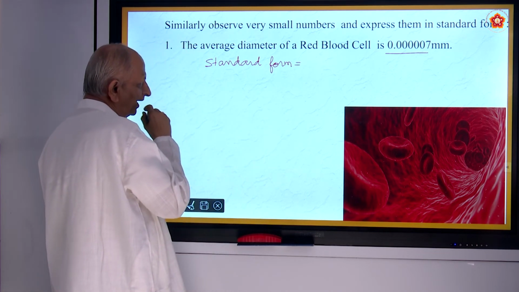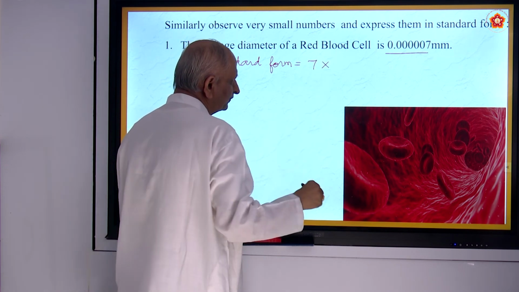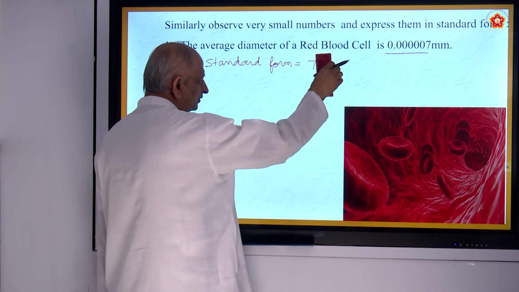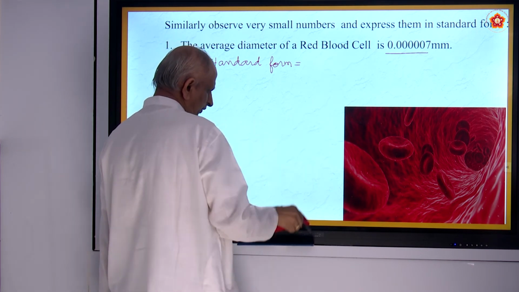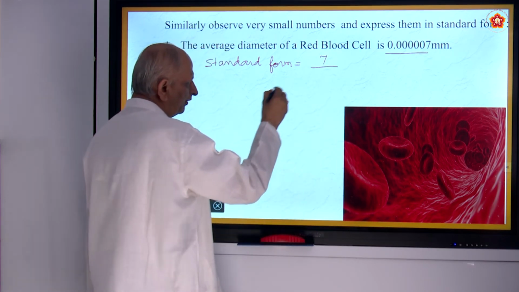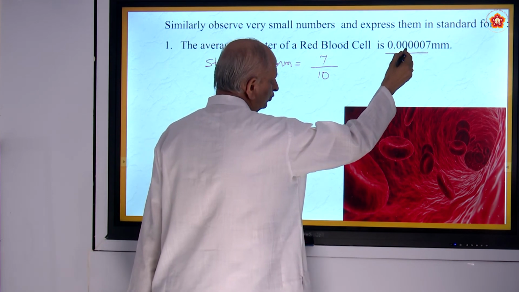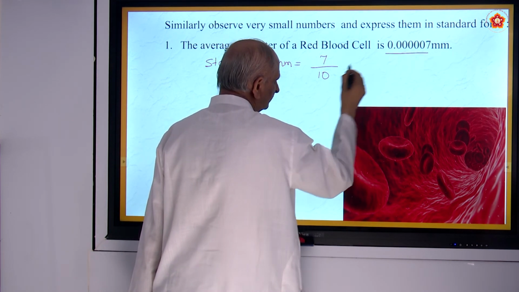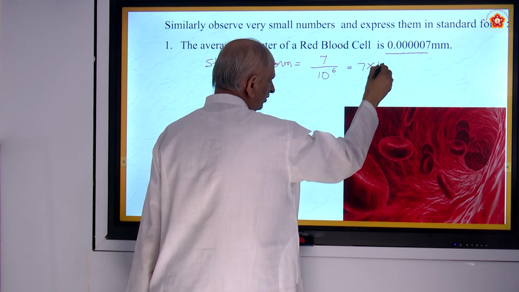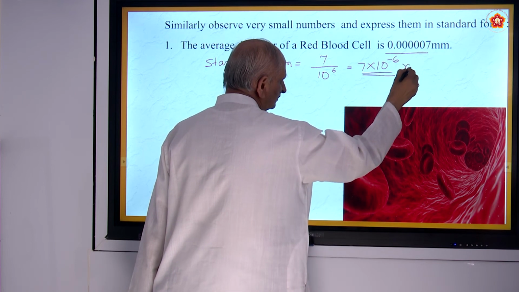And standard form will be, we will take it as 7 first. Now a decimal is there. So you can write like this. How many zeros? 10 to the power of 7 by 1, 2, 3, 4, 5, 6. Or you can write it as 7 into 10 to the power of minus 6. So much of millimeters.